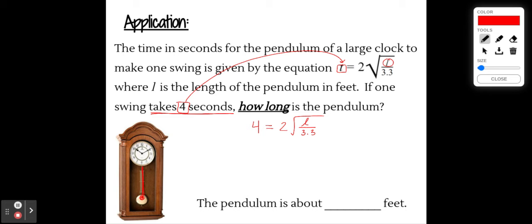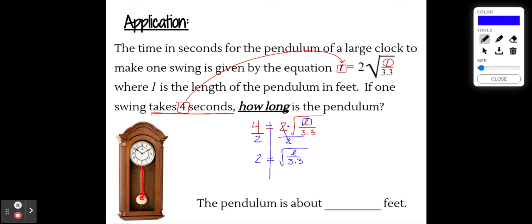Now what we will be doing here is solving it in order to figure out the length of the pendulum when it takes 4 seconds to make one swing. All right, so let's get started. Our goal here is to find the L. Do you see how the L divided by 3.3 is trapped under the radical? Let's leave it there. We're going to undo the outside first. Okay, so we're going to divide by 2. So we would get 2 equals, and then radical length divided by 3.3.